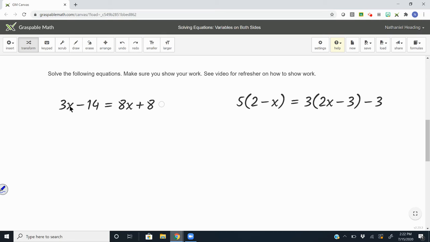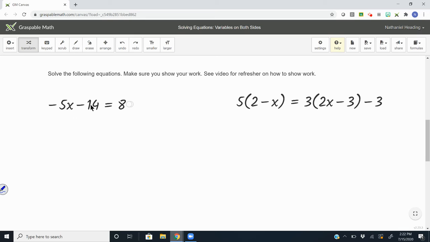So let's move my variables. I'm going to click and hold and press the space bar. I'm going to move my 3x. Now I can move the 8x if I want. I'll go ahead and do that. So click space bar. I'll move my 8x over here. Notice it becomes a minus 8 because I'm subtracting 8 from both sides. So let's see. I combine that and I get negative 5x.